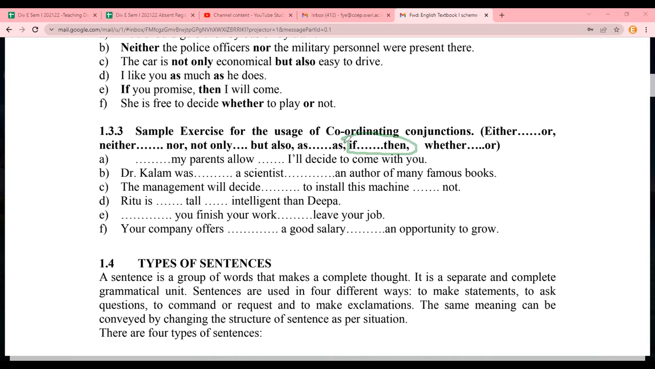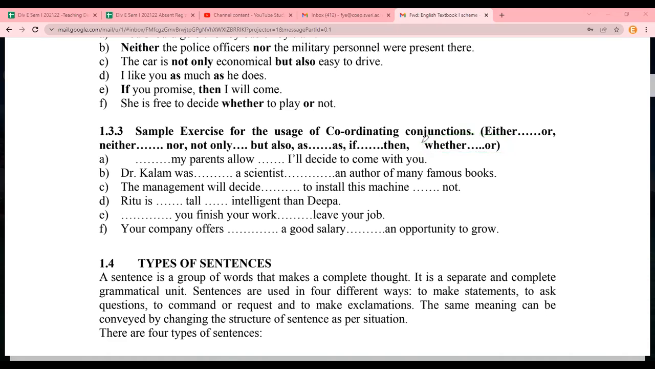Okay, so if then. Second: Dr. Kalam was dash a scientist dash an author of many famous books. Not only but also. Yes, you're right, everyone is right. Those who are thinking of not only but also: Dr. Kalam was not only a scientist but also an author of many famous books. Number C: the management will decide dash to install this machine dash not. Whether or. That's right. The management will decide whether to install this machine or not.